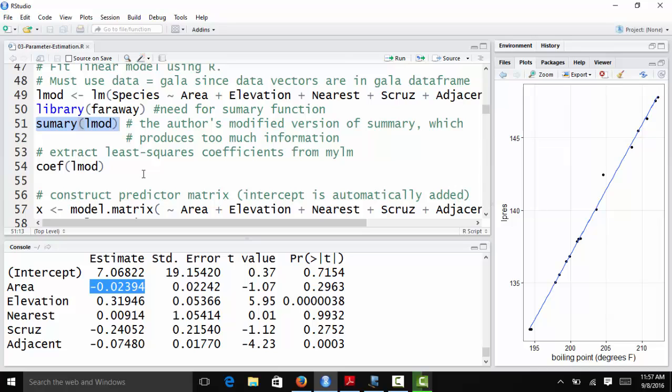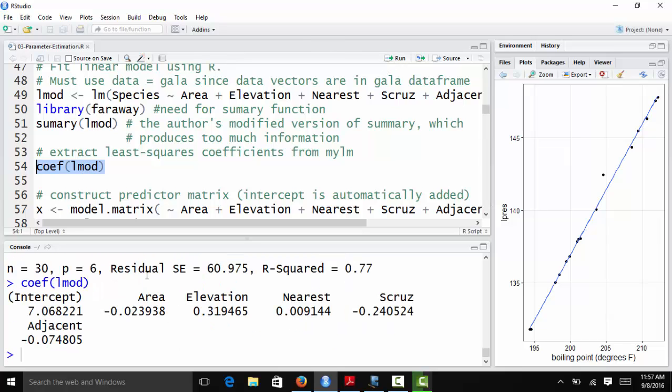So sometimes you don't want to look at all the information, right? This is a lot of information. Sometimes we just want to look at the coefficients. And so after you fit your linear model, you can simply run the coef function on your linear model, coefficients on lmod, and that will extract the coefficients that you have fit. So once again, we have our estimated coefficients. They're output in a vector here.